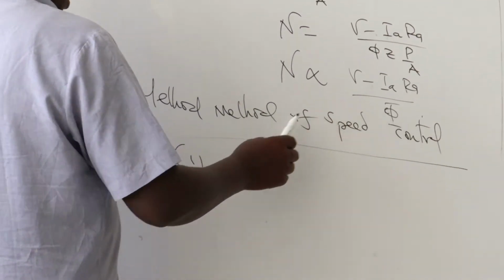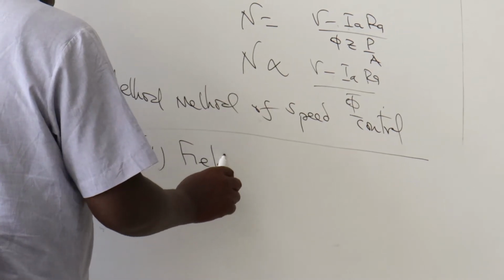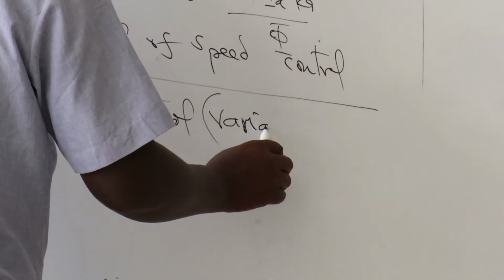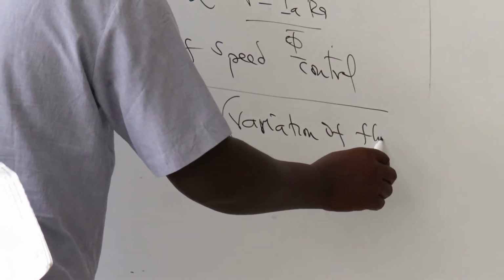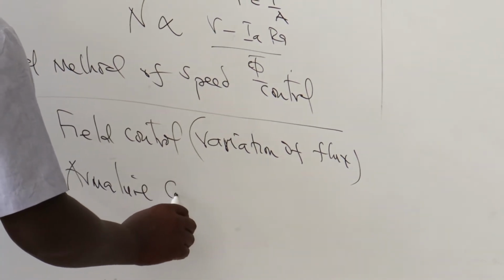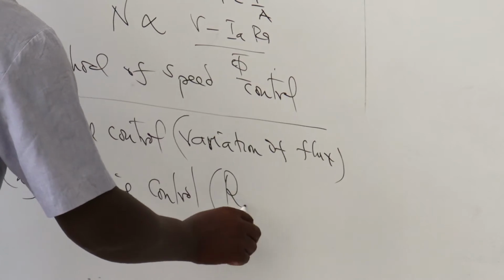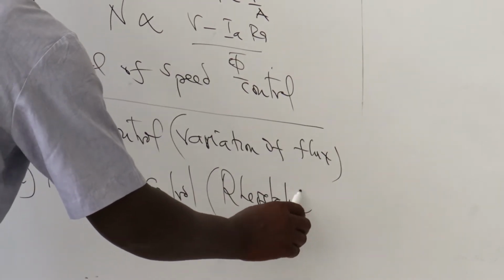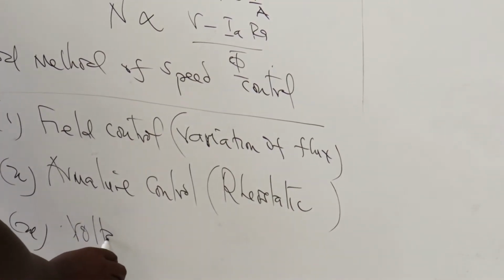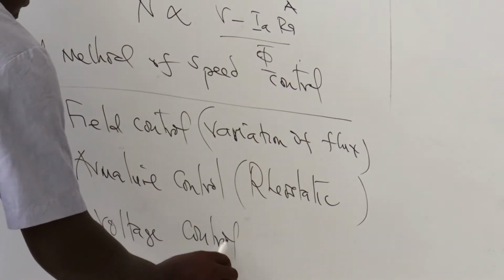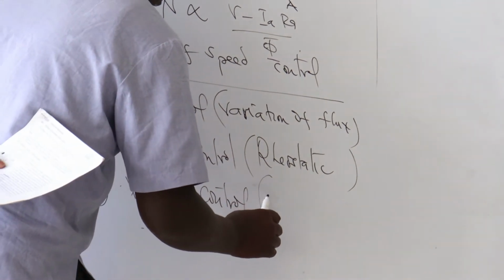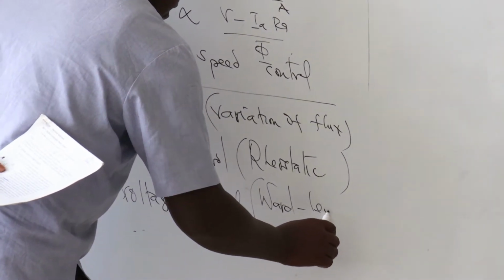Number 1 is what we call the field control, which is also called variation of the flux. Number 2, armature control, which is also called rheostatic. And finally the voltage control. I told you there are about 2 methods of voltage control, but the major one we look at here is Ward Leonard.